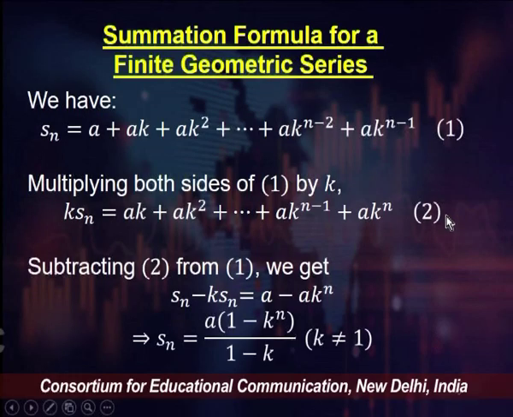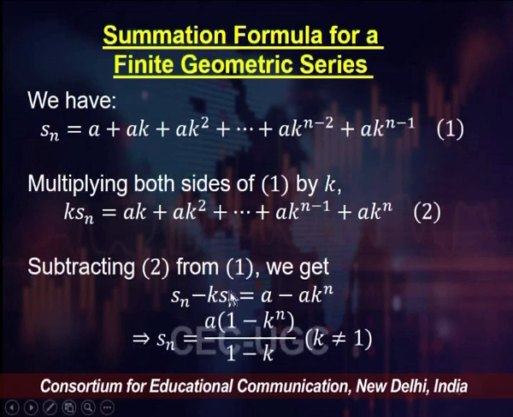Now, what I can do is, if I subtract 2 from 1, the left hand side would become Sn minus k times Sn, right. And now if you subtract the terms on the right hand side of 2 from the terms on the right hand side of 1, you can see that all the terms will vanish. Ak will cancel out, this ak squared will cancel out this ak squared, and all the terms will go away except for a and ak to the power n with a negative sign in front. You can do the subtraction on your own and check this result for yourself.